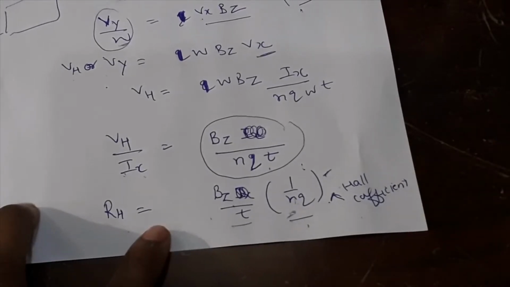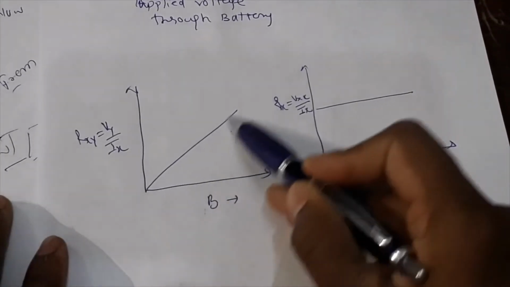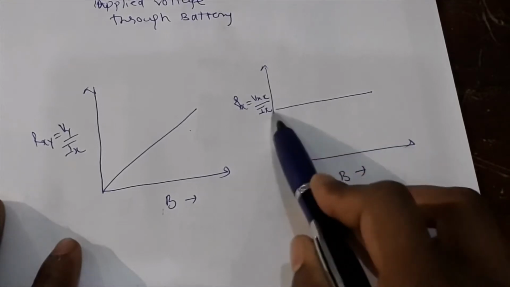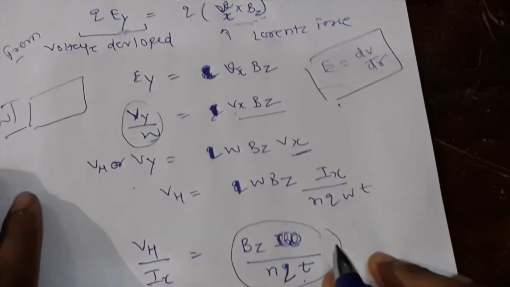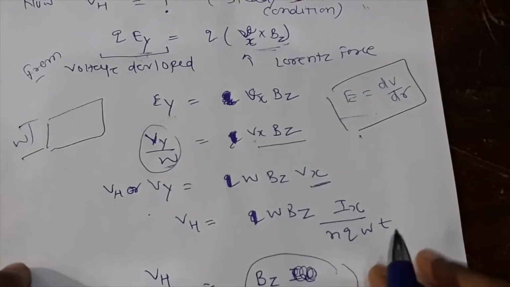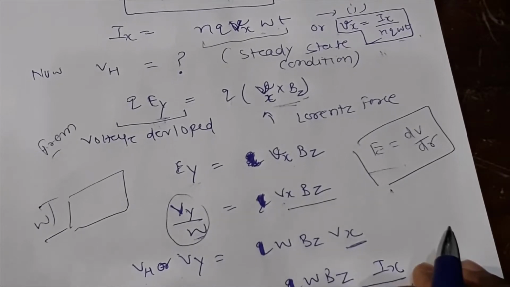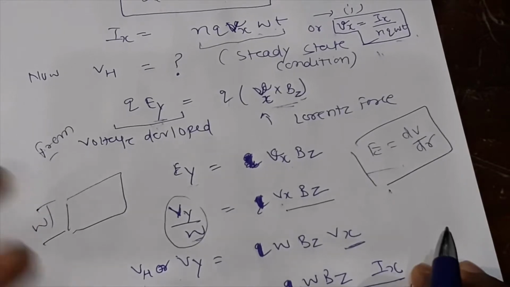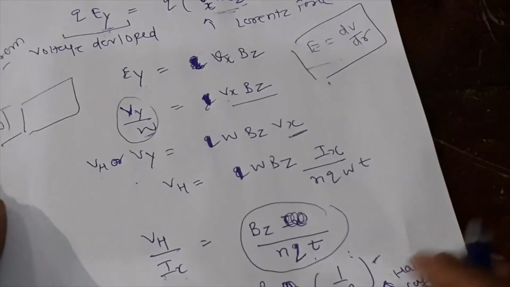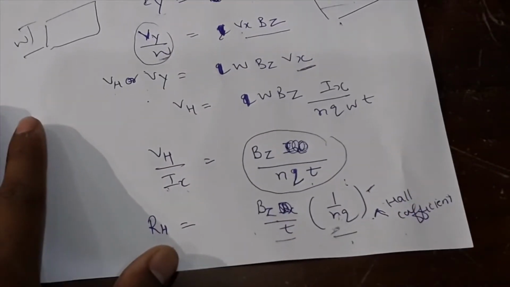So if you plot R versus B for Hall, it will go linearly. For the longitudinal resistance, it will just go as a straight line. So there is a difference between the Hall and the longitudinal resistance. The idea is that you need to get V_H through the steady state condition, and I_x you can get very easily, and divide both of them. So the Hall resistance is B_z by t into 1 over n q.